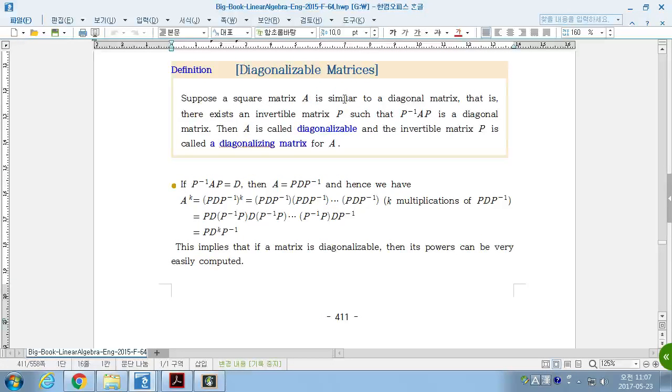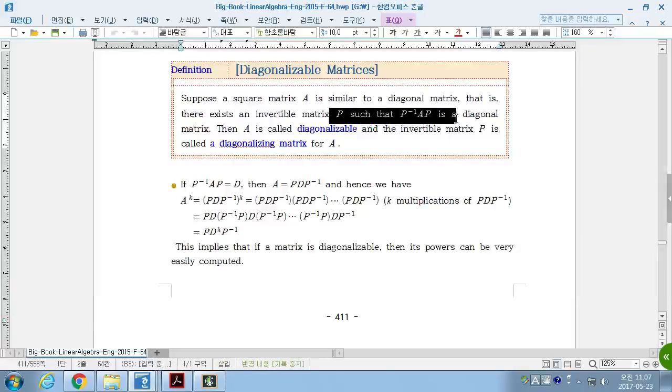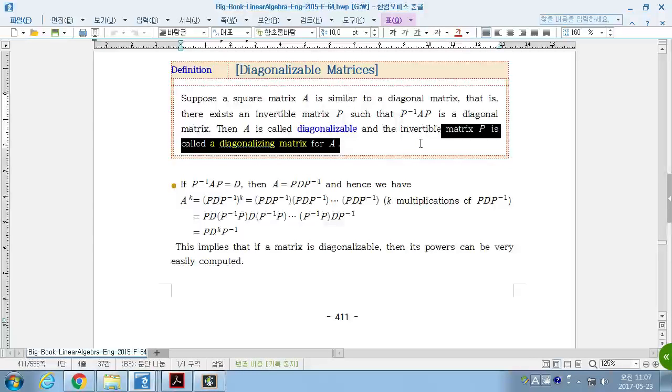Next, diagonalizable matrix. If a matrix is similar to a diagonal matrix, then we call it diagonalizable. Which means if there exists an invertible matrix P such that P inverse AP is a diagonal matrix, then we call A diagonalizable. And this matrix P is called the diagonalizing matrix for A. So if we multiply by P, P inverse AP is a diagonal matrix. So P transforms a matrix A to a diagonal matrix. So we call this matrix P a diagonalizing matrix for A.